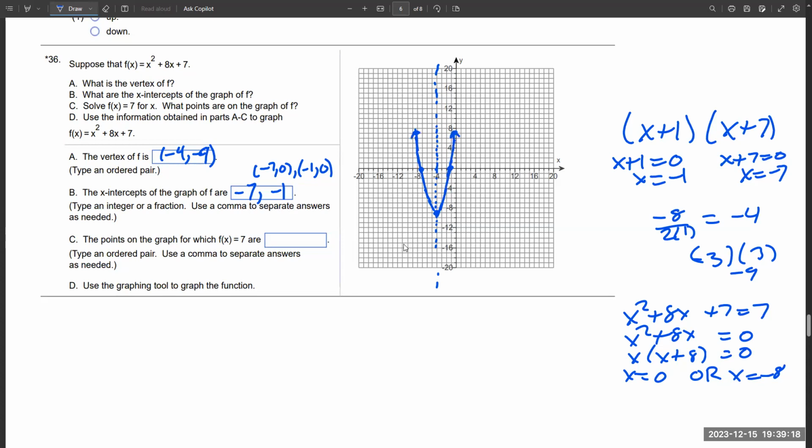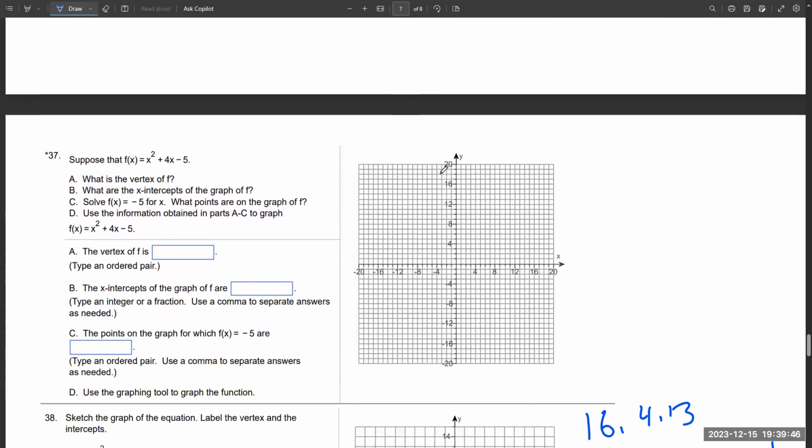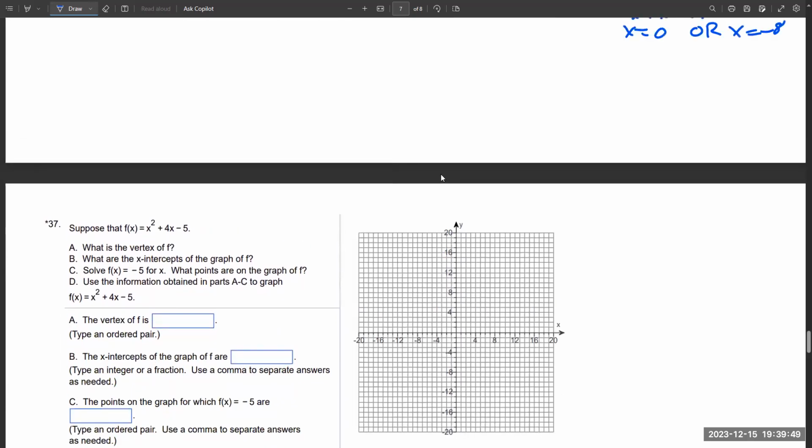It's pretty good right there. And answers as comma separated. So -8, 0. And then we've graphed a sketch by hand, but you'd have a graphing tool that would help you graph that better. It would ask you for the vertex and then one additional point, and it would draw the parabola for you. I think I have one more here. Yes, I do, just one more.